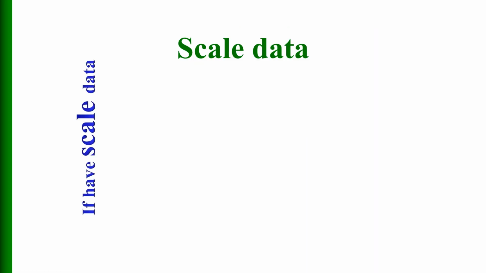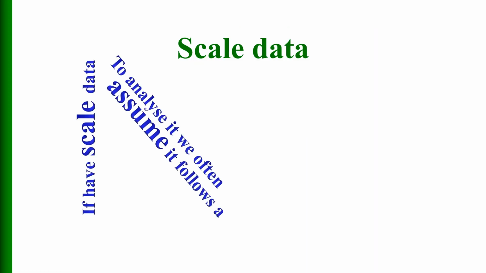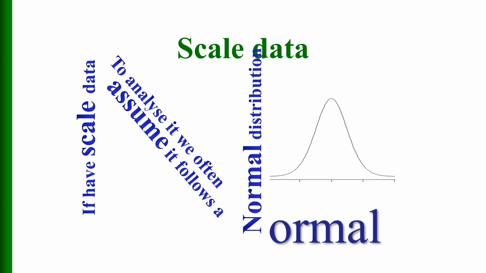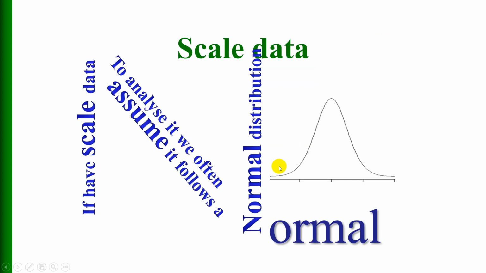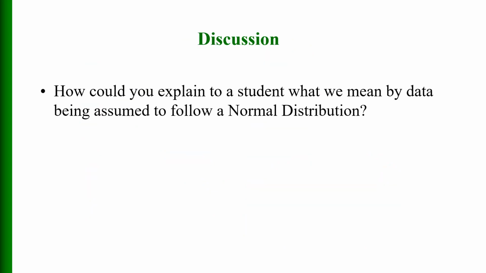Scale data. If we have scale data, to analyze it, we often assume it follows a normal distribution, and here is a kind of normal distribution which is bell-shaped. So for numerical data, we assume that the data follow normality, or it follows a normal distribution. How could you explain this to a student, what we mean by data being assumed to follow a normal distribution?